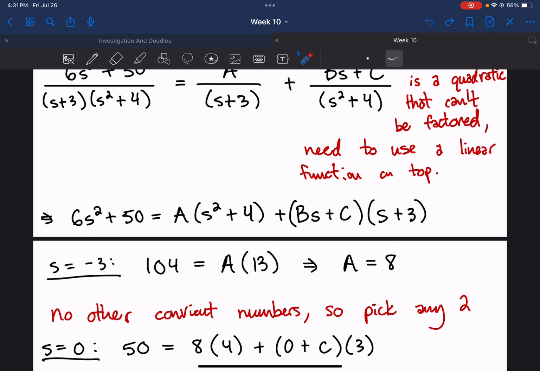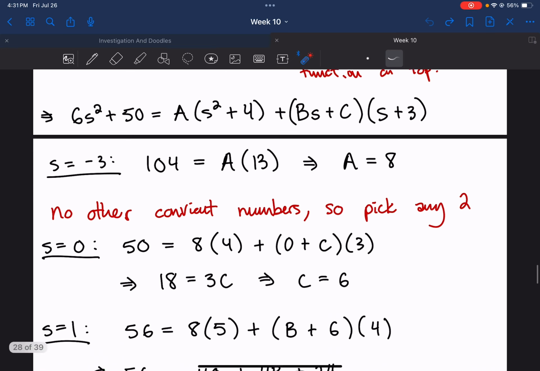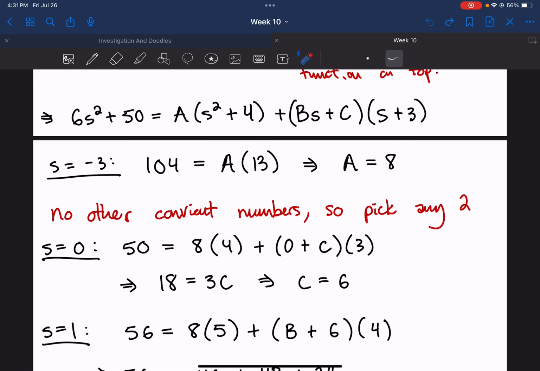Great, that's one down. Now, there are no other convenient numbers, so you just have to pick 2 numbers. It just so happens that picking s equals 0 is usually a good option, because it'll make this bs go to 0. So when you plug in s equals 0, you get this, which is useful. We've already found what a is equal to, so this is not an unknown anymore. Plugging in 0 over here gives 50. A is 8. 0 plus 4 is 4. This goes to 0. C stays where it is, and 0 plus 3 is 3.